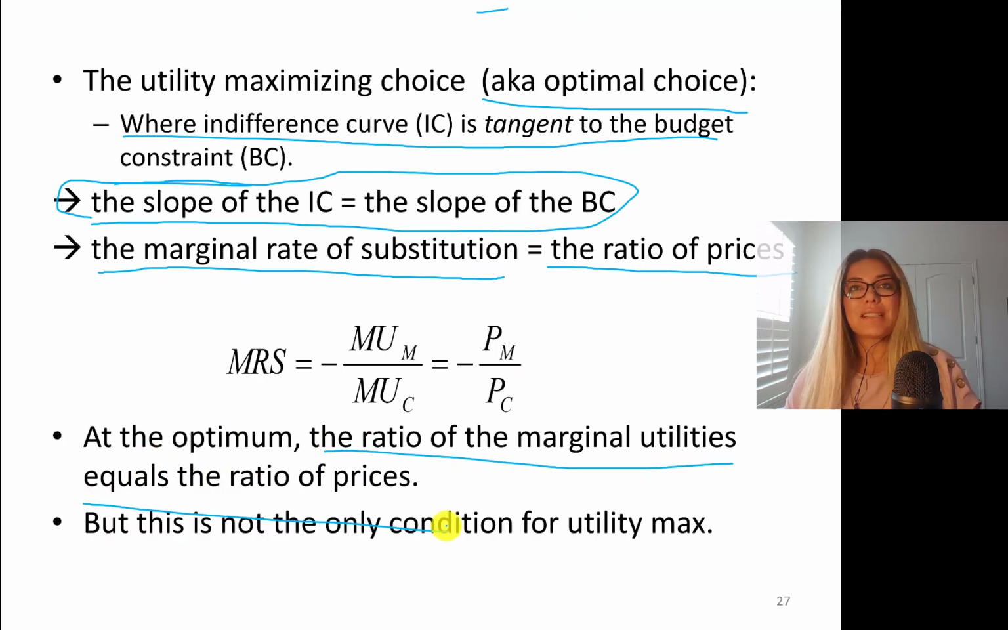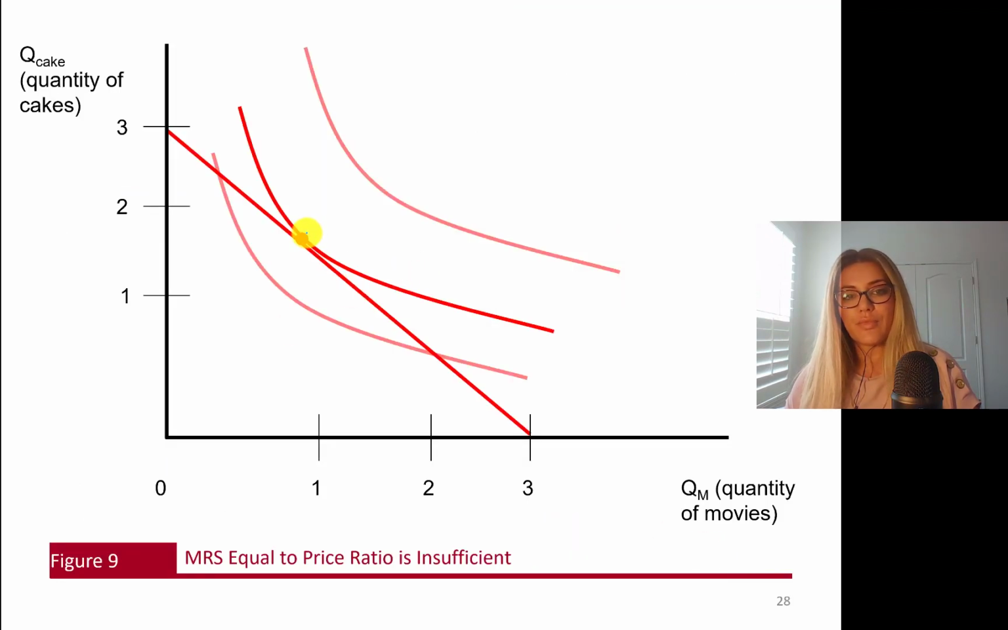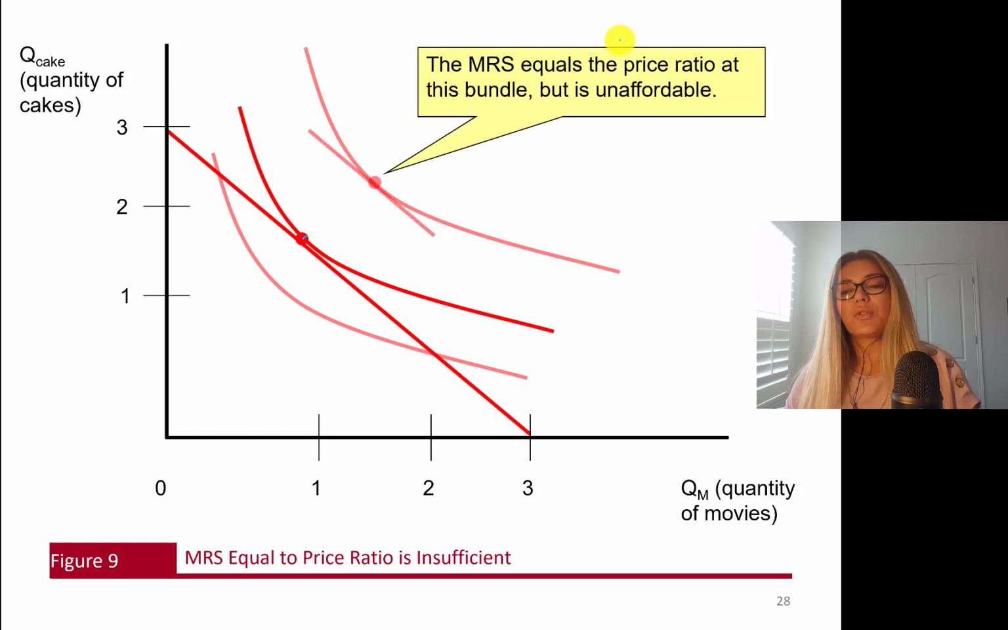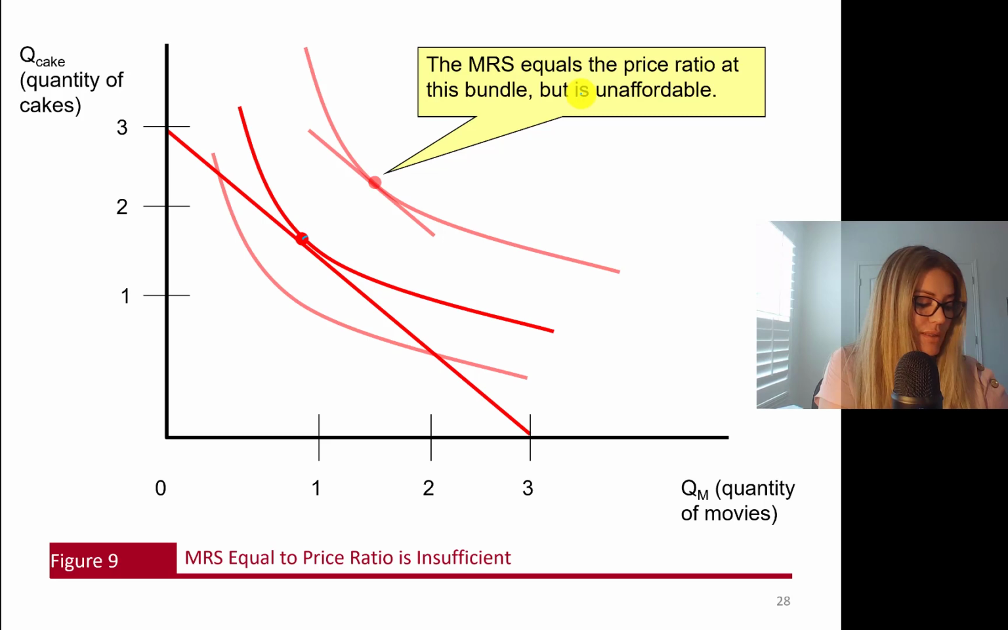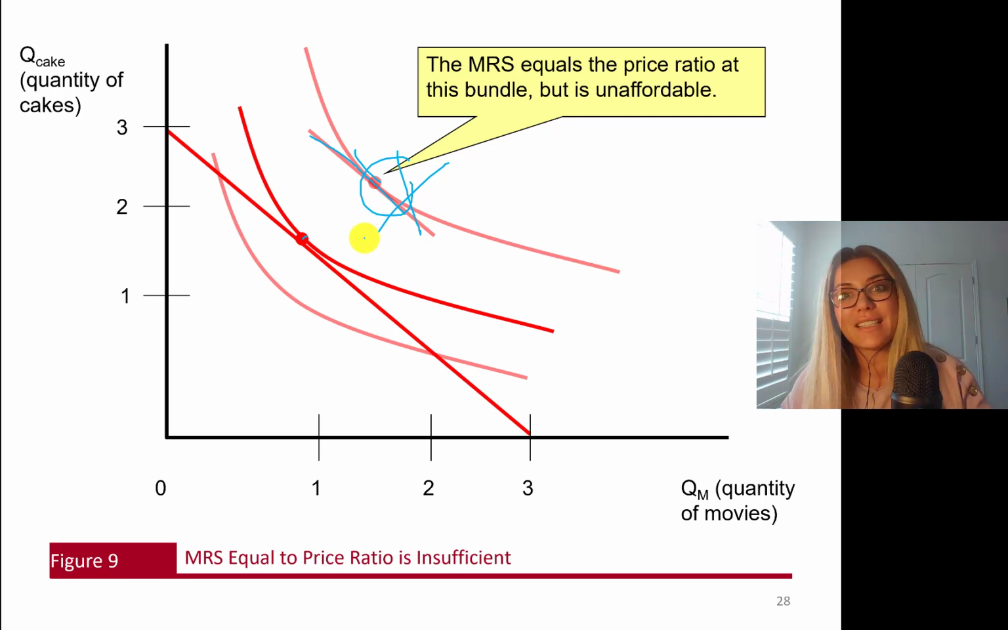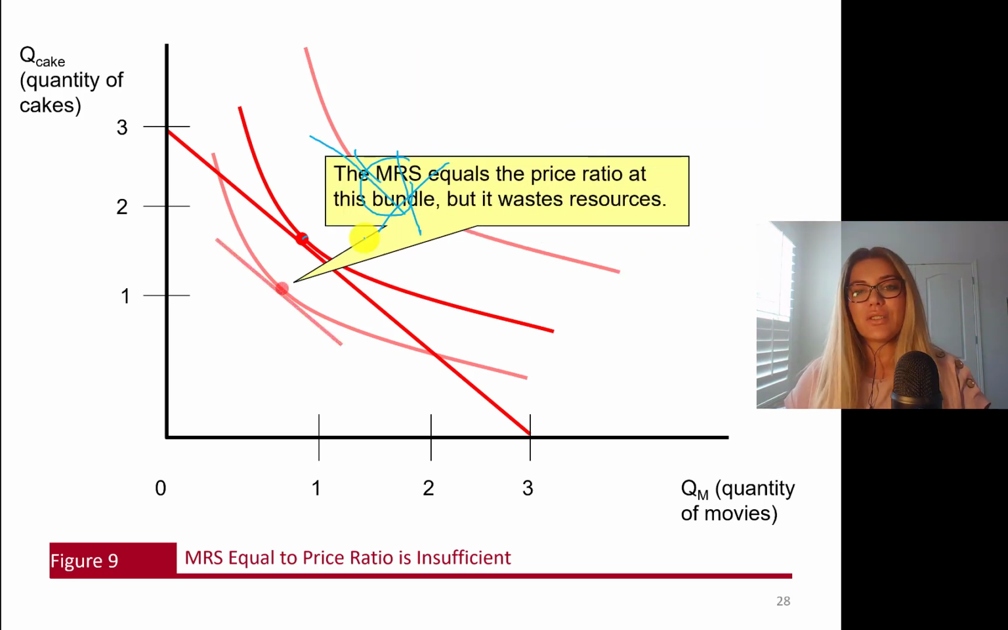All right, but this is not the only condition of utility maximization. This is the optimal point. The marginal rate of substitution equals the price ratio at this bundle too, but it is unaffordable. So yes, look, the slopes are equal here, but this bundle is unaffordable. So what do you mean? What's the second condition, Dr. G? The second condition is you're actually on your budget constraint.